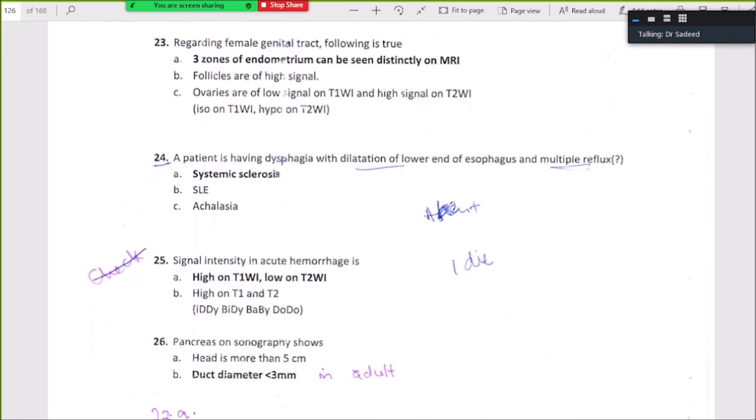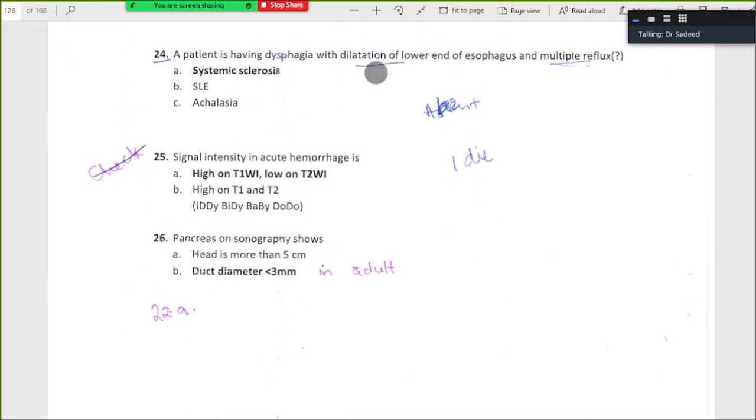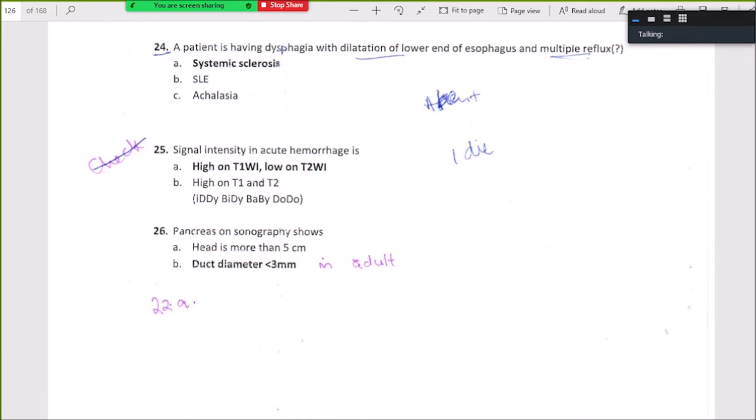23. Regarding female genital tract, the following is true: three zones of endometrium can be seen distinctly on MRI. 24. Patient has dysphagia and diarrhea with lower esophageal reflux. Diagnosis is systemic sclerosis. 25. Signal intensity in acute hemorrhage is high on T1 and low on T2. 26. Pancreas sonography shows duct diameter less than 3 mm in adults is normal. Acute hemorrhage is high on T1 and low on T2.